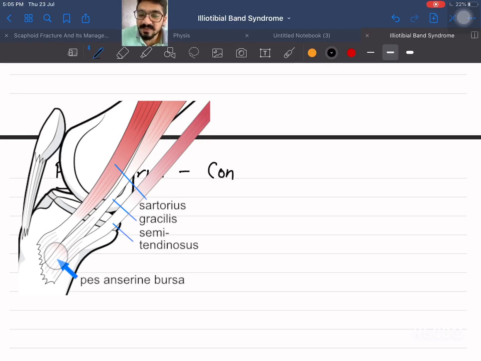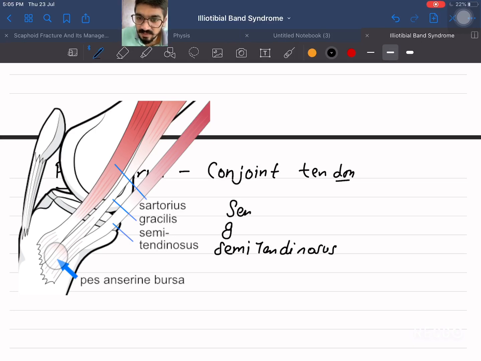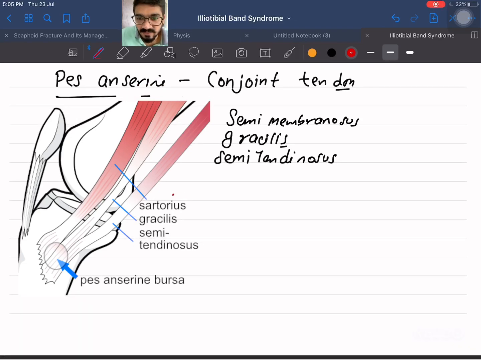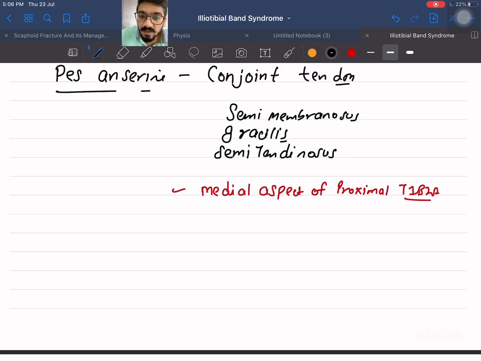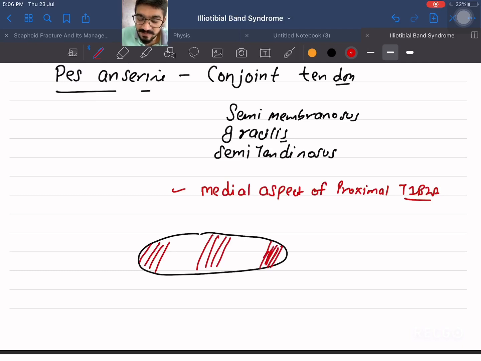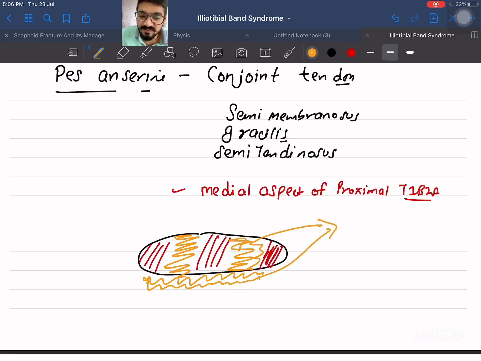Regarding pes anserine bursitis, first of all, we should know about the pes anserinus. It is a conjoined tendon made up of the semimembranosus, gracilis and the semitendinosus, and this gets attached on the medial aspect of the proximal tibia. Now, these three tendons are separated from each other and from the underlying bone by means of a bursa.